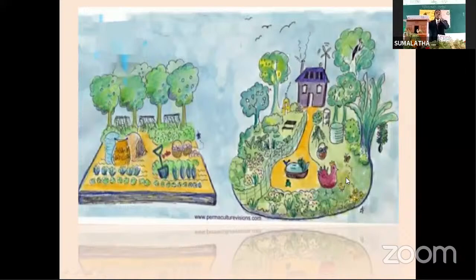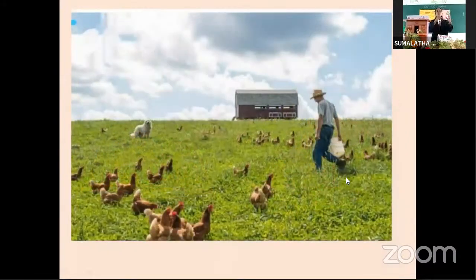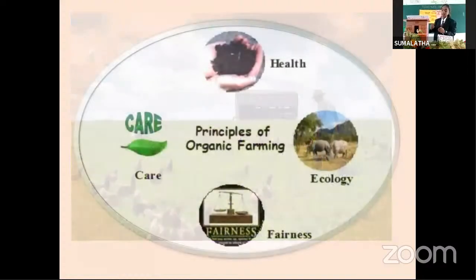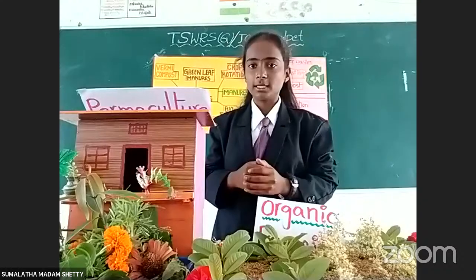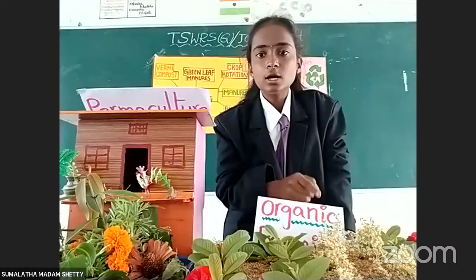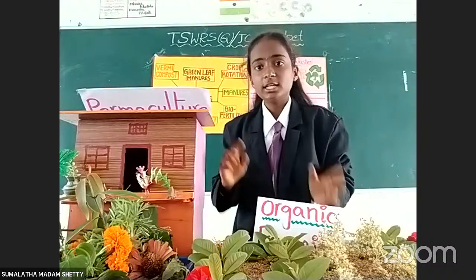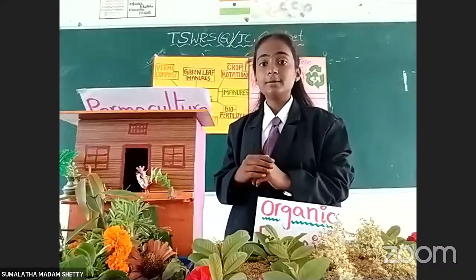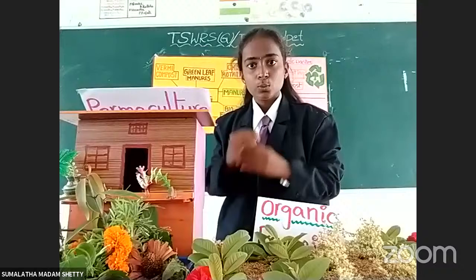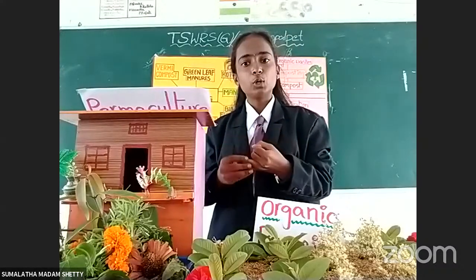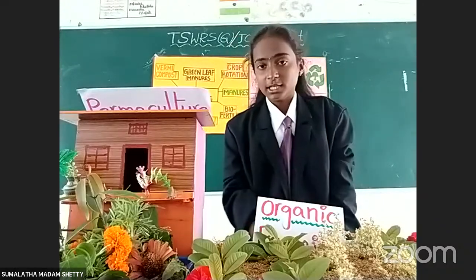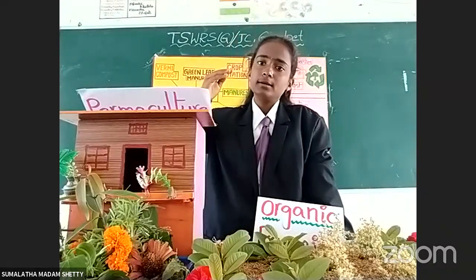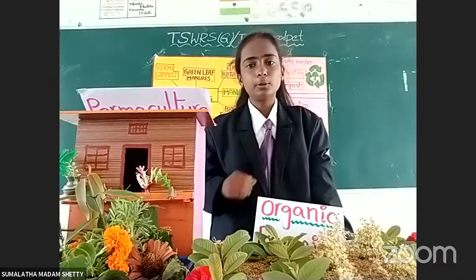So now we know about permaculture and organic farming. See here the differences between permaculture and organic farming. This is the permaculture model and here is the organic farming model. So, differences: in permaculture, a wide range of products includes food, fuels, recreation and habitat. In organic farming, there is a high yield per product but fewer products.